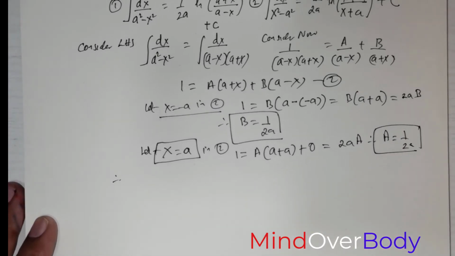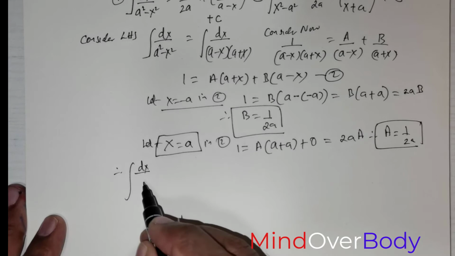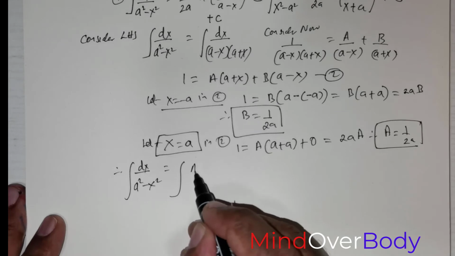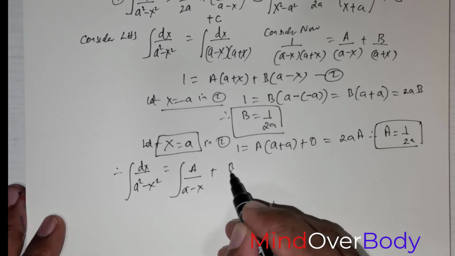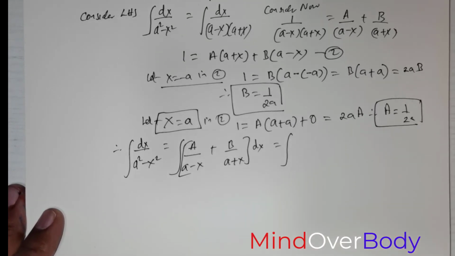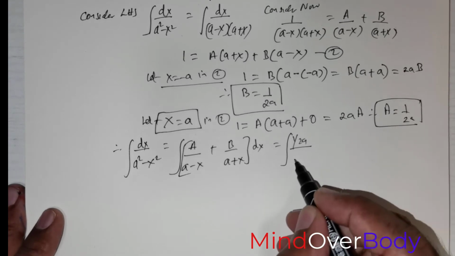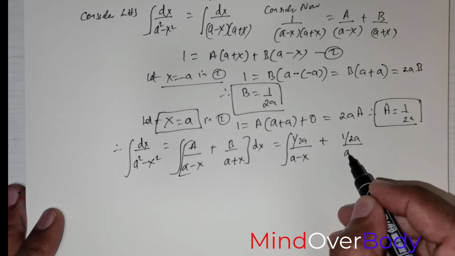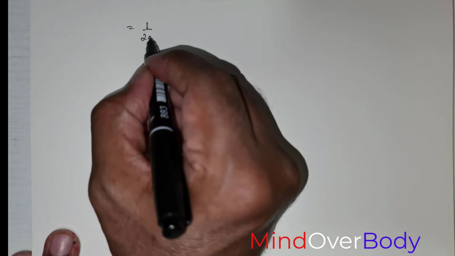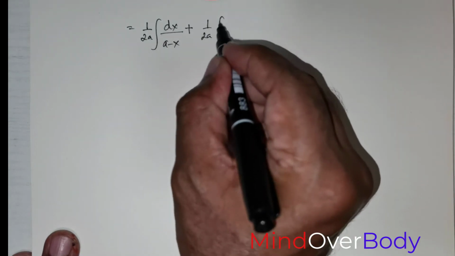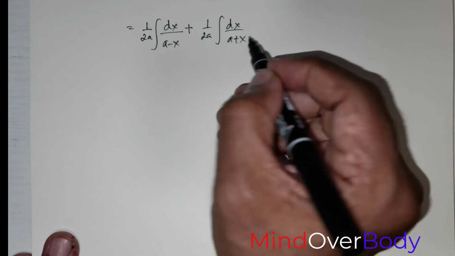Therefore the given integral, integral dx over a squared minus x squared, which has been rewritten as A over (a minus x) plus B over (a plus x) times dx, is now rewritten with the value of A, which is 1 over 2a, over (a minus x) plus the value of B, 1 over 2a, over (a plus x) times dx. Now I'm going to rewrite this given integral as 1 over 2a integral dx over (a minus x) plus 1 over 2a integral dx over (a plus x).